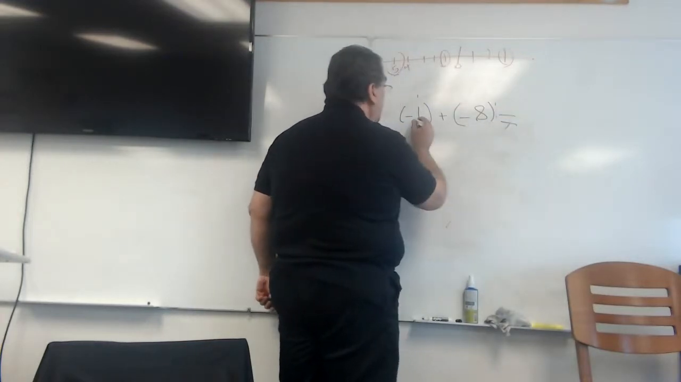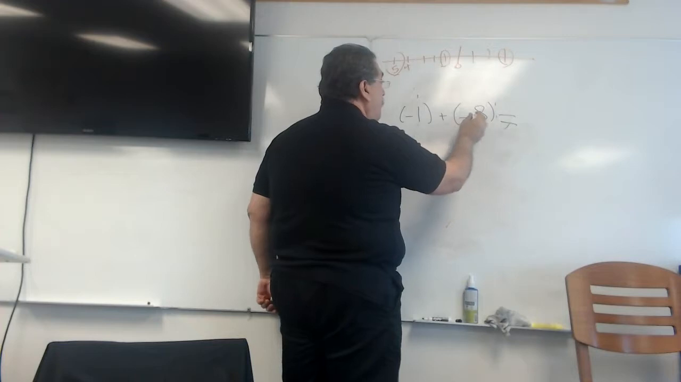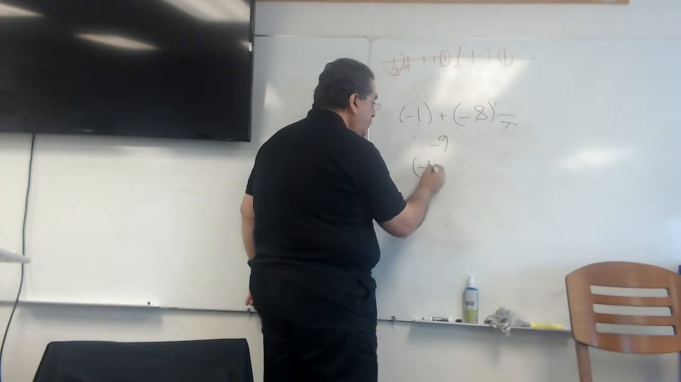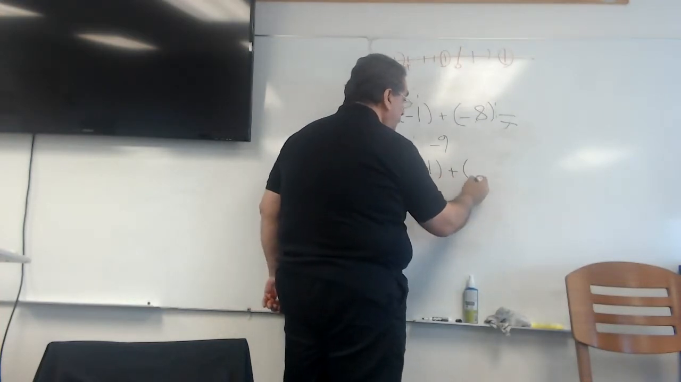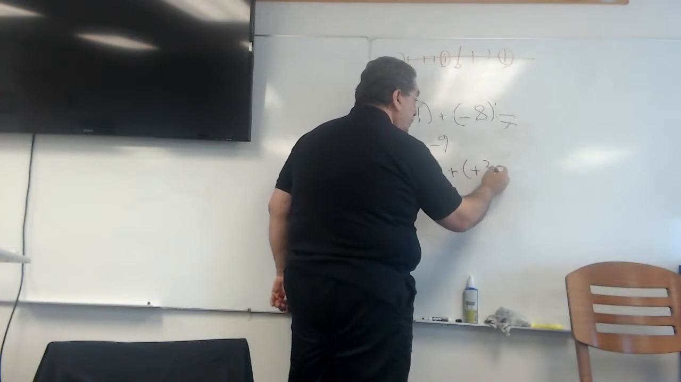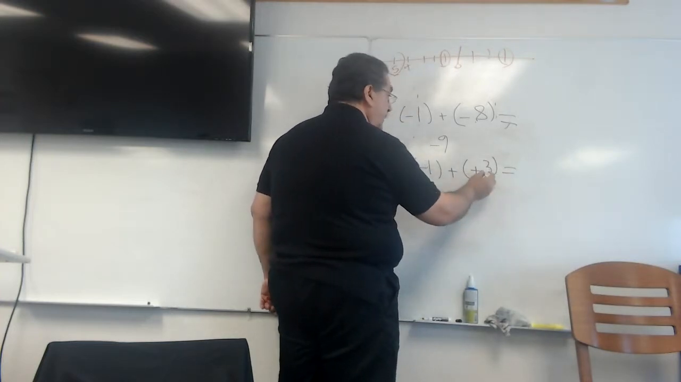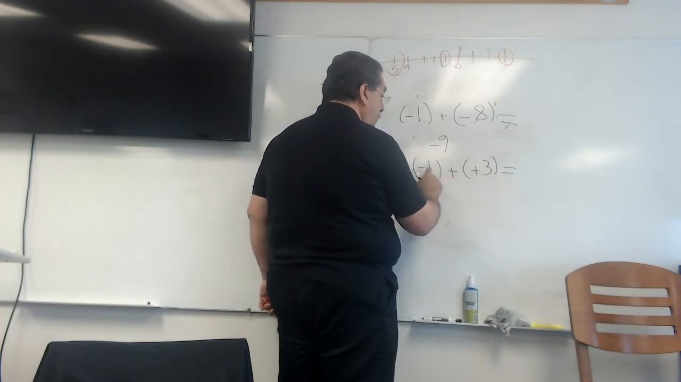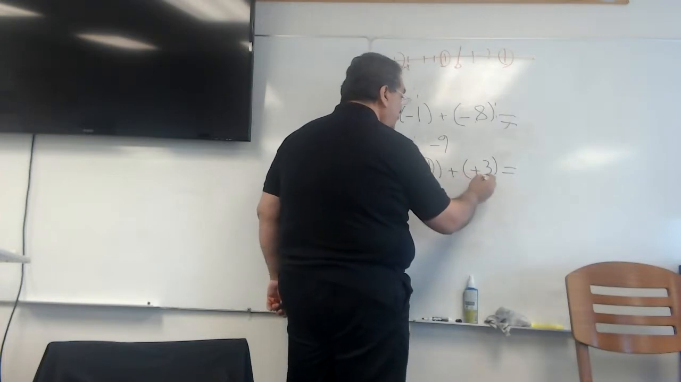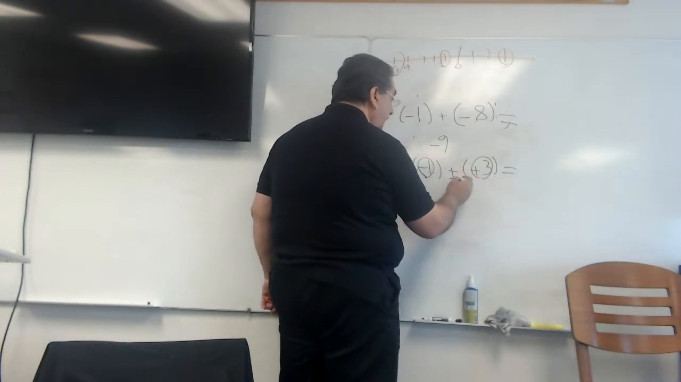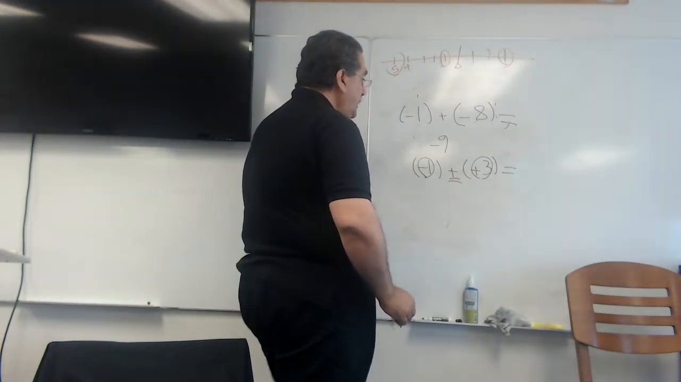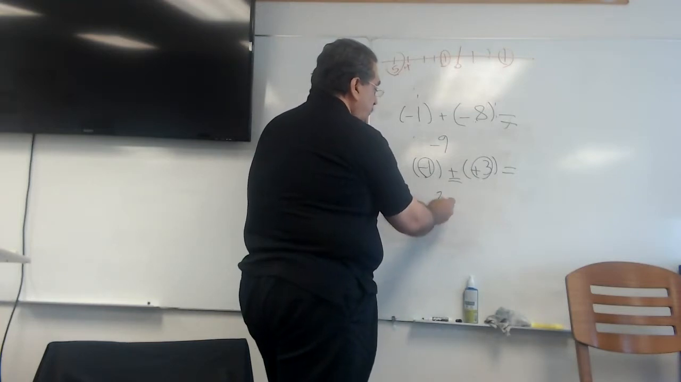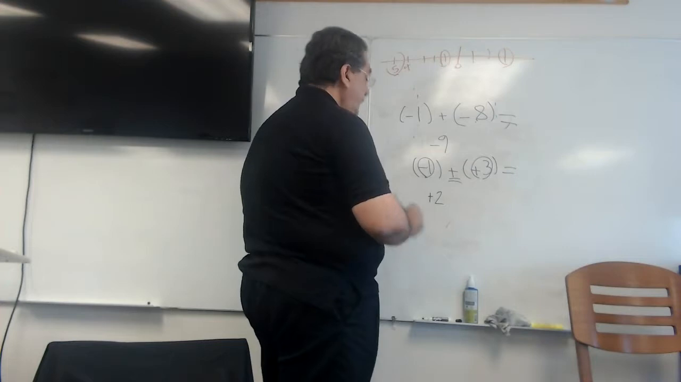What's the answer? You have minus 1 plus minus 8. The answer is minus 9. If I had minus 1 plus positive 3, what would you say? You have two integers with different signs. One is minus 1, one is plus 3, and we are adding them together. When it's minus, it takes away from 3, so the answer is 2, positive.